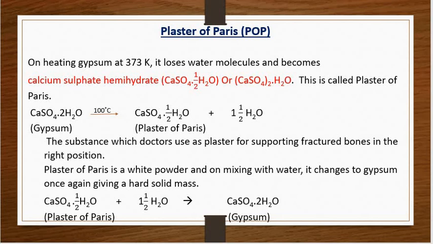And this is why doctors use it for supporting fractured bones. What happens when water is added to plaster of Paris? It turns into a hard solid mass, which is called gypsum.